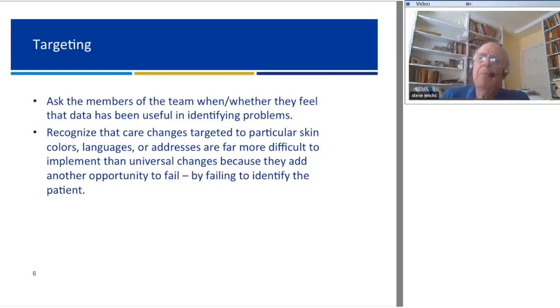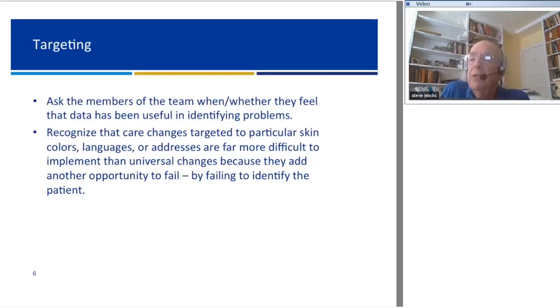There's a further complication, which is really more important than it seems at first glance: targeting care, for example, to people with a particular skin color, to people with a particular level of skill in the English language, or to people who live in a particularly deprived area, is actually more difficult to implement than changes to the whole care system, because it adds another opportunity to fail by failing to identify the patient. And so you really want to ask how much targeting you want to do.